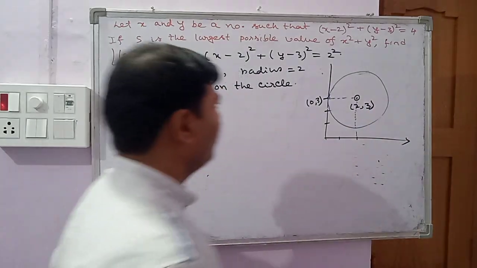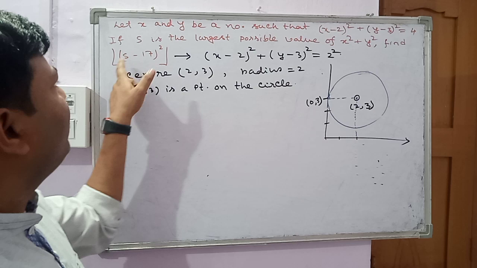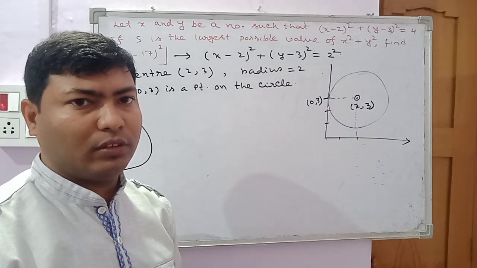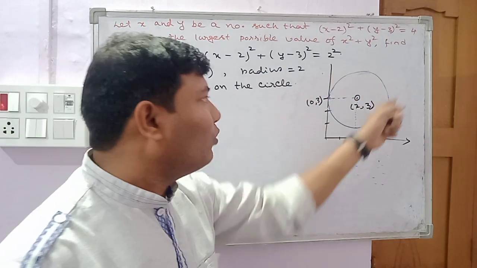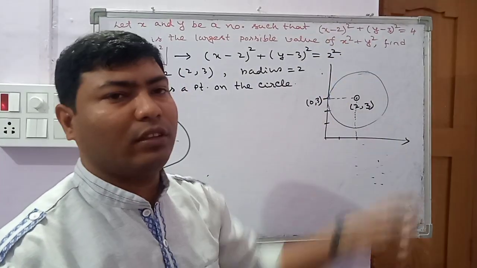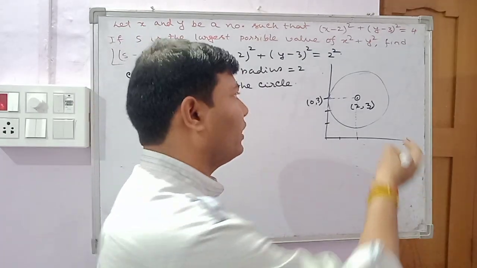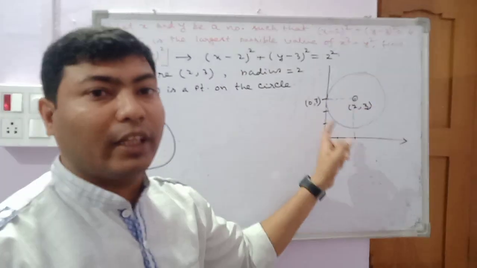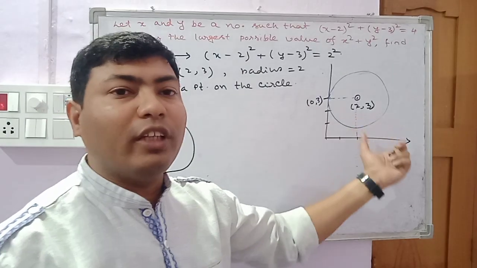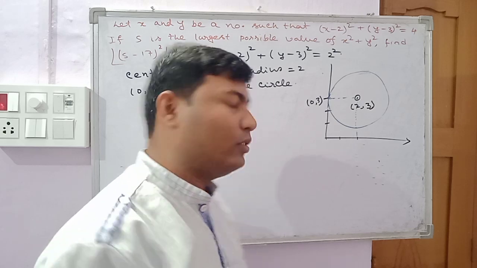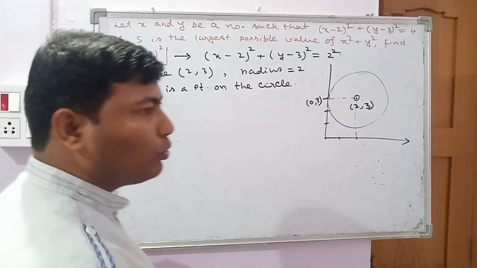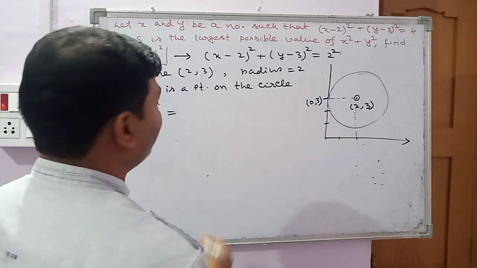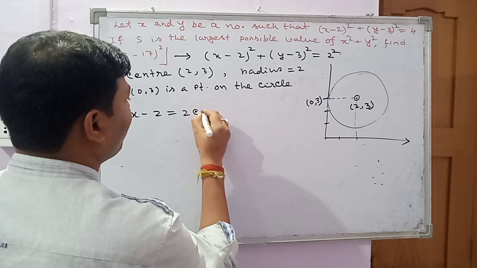Now we have to find the largest possible value of x squared plus y squared. Now (x, y) is a point on this circle. Any point on this circle is (x, y). Since this is the equation of a circle, we can choose any point on the circle in parametric form. So how do we choose it? We choose x minus 2 equals 2 cos t.